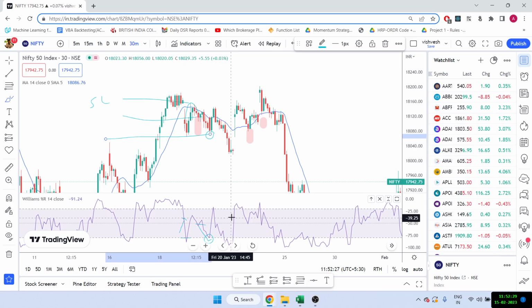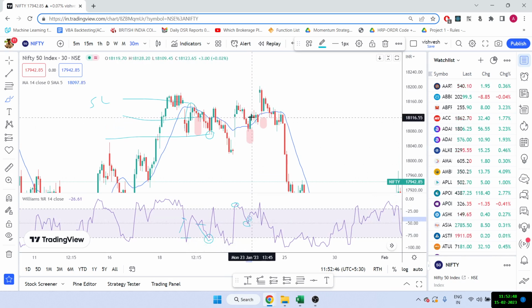First step is we want Williams percentage R to become more than -20. So it has gone above -20 here. Then we are looking for Williams percentage R to go below -50. So it has gone below -50 here. And then it goes above -50, which is here.